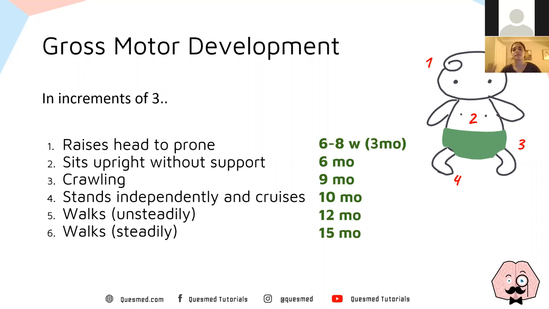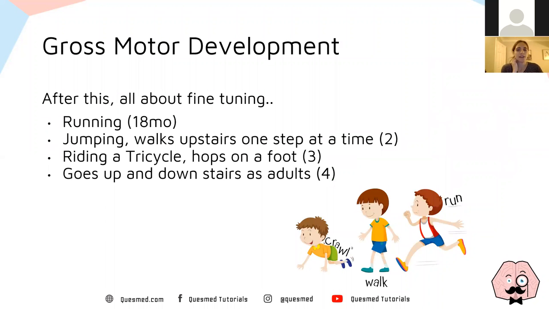All right, so these are the main milestones. Then obviously there are things like jumping, which happens later, but you have to have achieved all of these before you can do any more complicated things. So like I mentioned, after 15 months, it really becomes all about fine tuning.